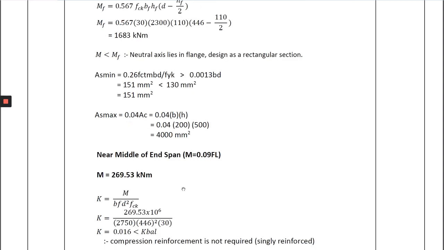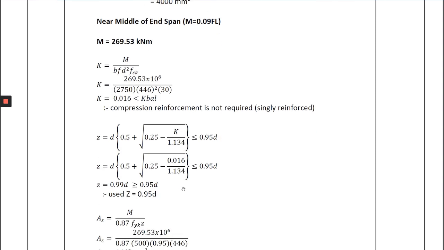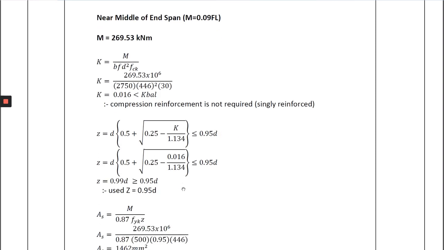Okay, in order for you to start the design, in my case here, I will design for each span because they have a different condition, in order for us to make sure that we're going to have an optimum design for the reinforcement. So I will start with the near middle of end span. The moment is 269.53. So you have to remember, when it is end span or the middle interior span, not at the support, at the mid span, you have to design as a flange section.